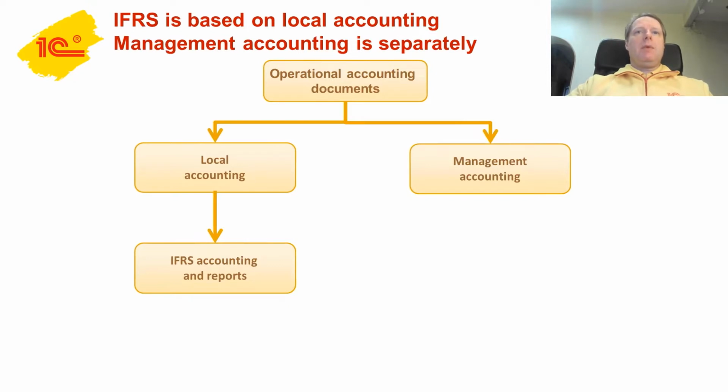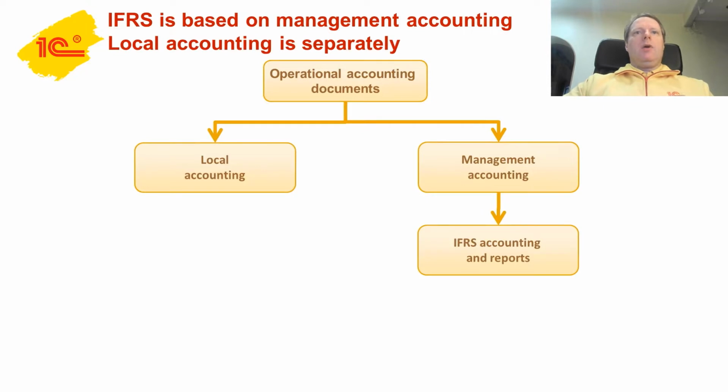This is the scheme illustrating the place of IFRS accounting. It can use the local accounting data as a source, and the management accounting is separate from them. Another scheme relates to the case when IFRS accounting is based on management accounting data and the local accounting is separate from them.